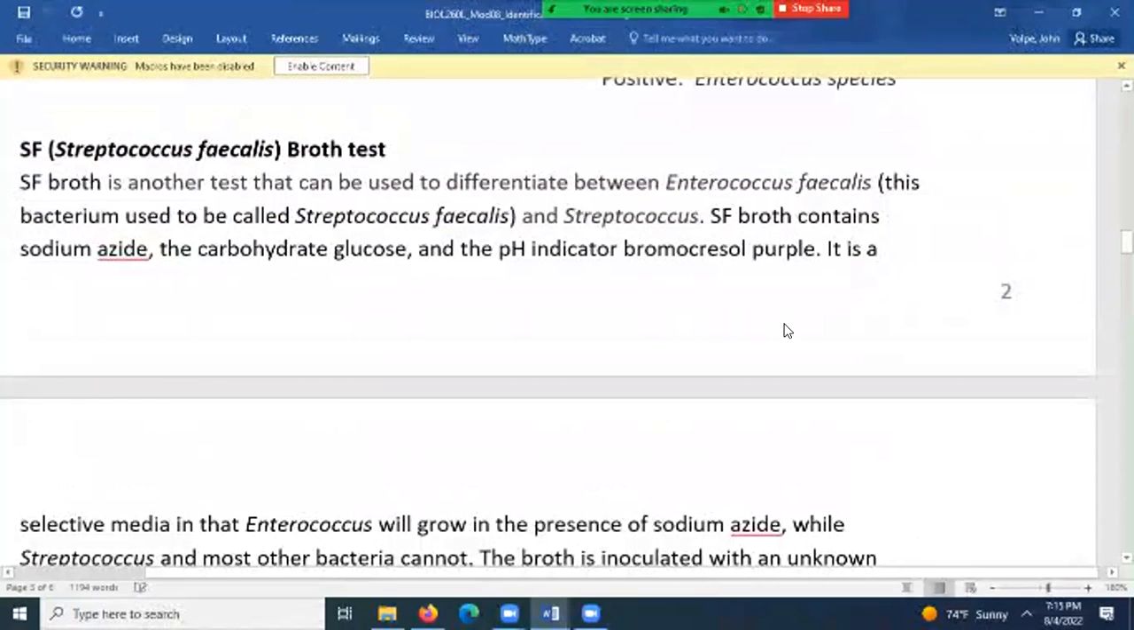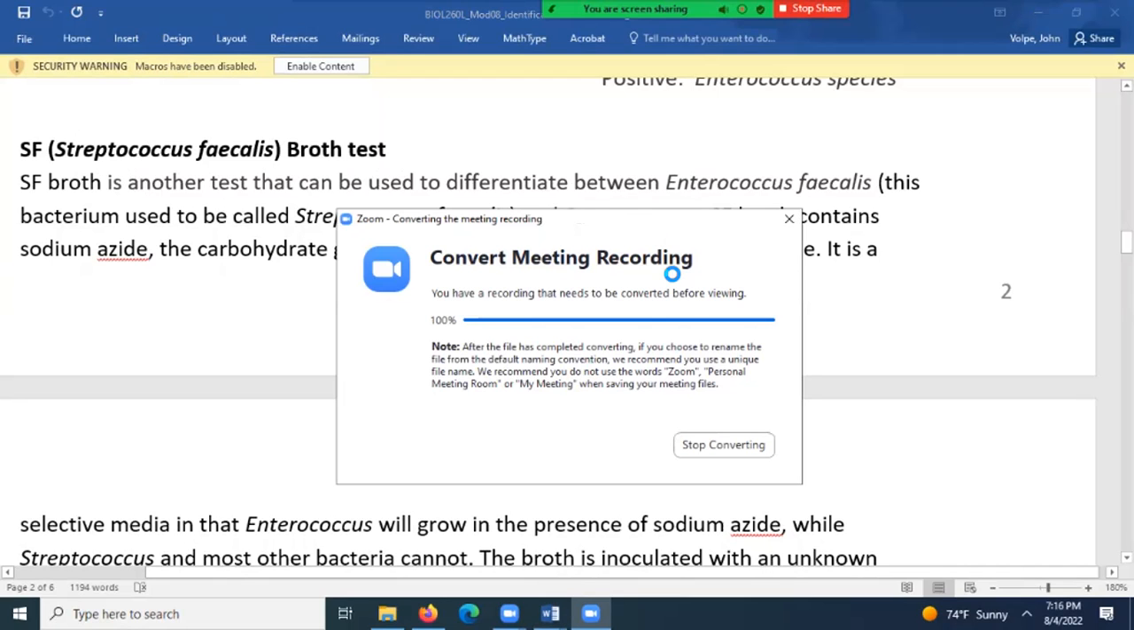Like I said, you do not need to know that the Streptococcus faecalis or SF test is a misnomer. It should be called the Enterococcus faecalis test, but we've kept the old name. We'll just call it the SF broth test.